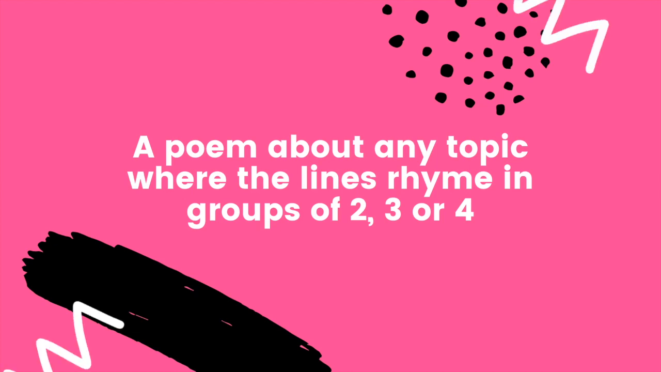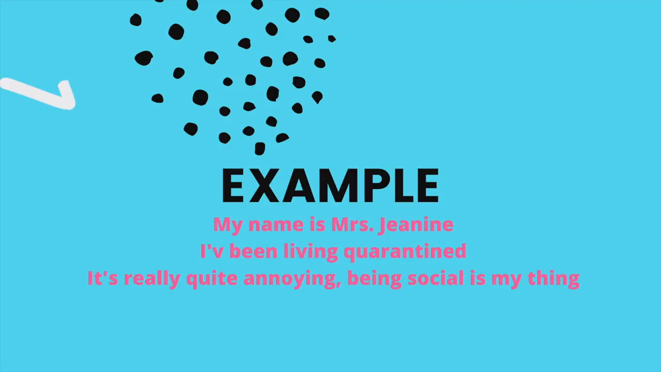The last type of poem I'm reviewing is the one that's probably more common and most of you are more aware of because a lot of times you can find it in children's books. These are rhyming poems. A rhyming poem can be about any topic, but you will find lines that rhyme at the end in groups of 2, 3, or 4, and sometimes even more than that. Here is a small example. My name is Miss Janine. I've been living quarantine. It's really quite annoying. Being social is my thing.